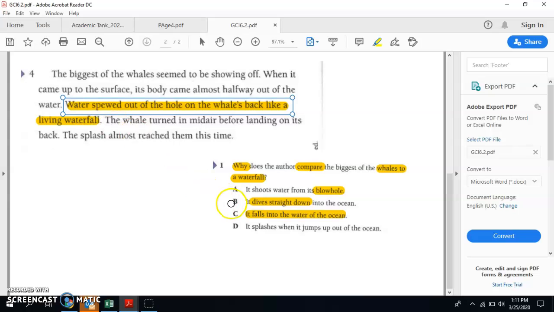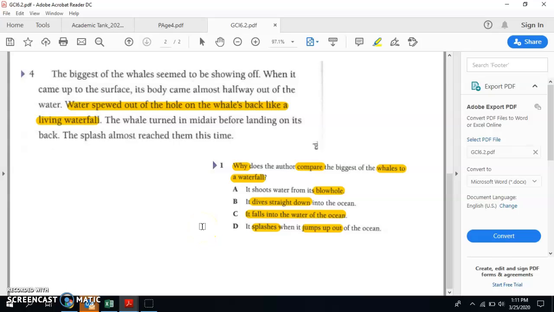D, it splashes when it jumps out of the ocean. Well, I don't know about you, but waterfalls don't jump out of oceans, they just fall into the water. I know a whale does, but remember our question says how they compare, so we want to know how they are the same, not how they are different. So I don't know if that could be my best answer.